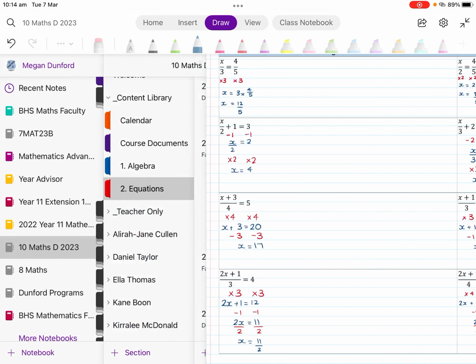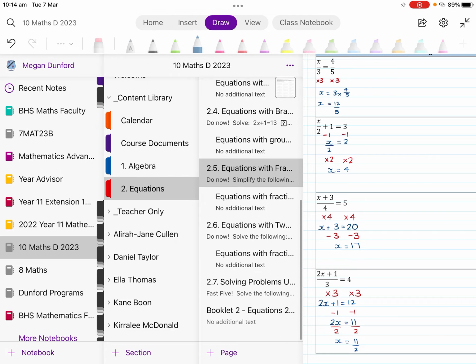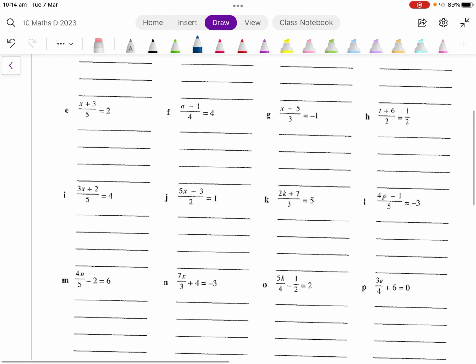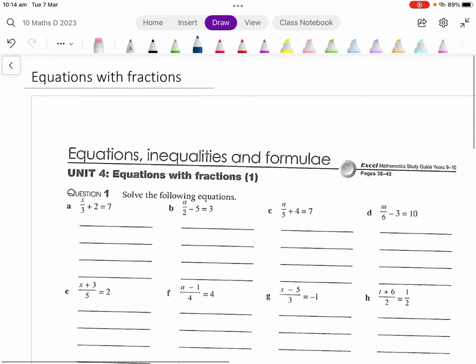What you guys are going to do once you have copied all of that down is have a go at this page here, which is page 6.